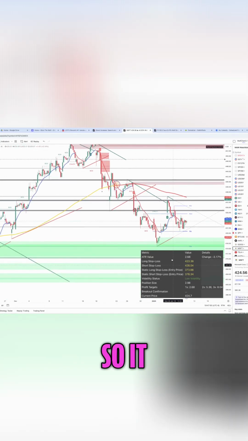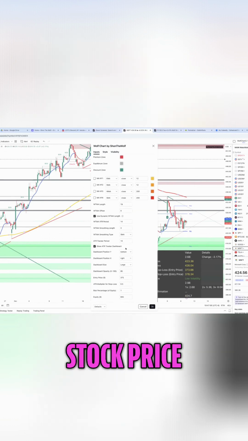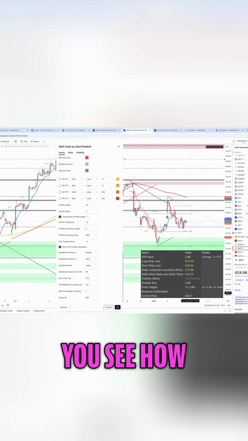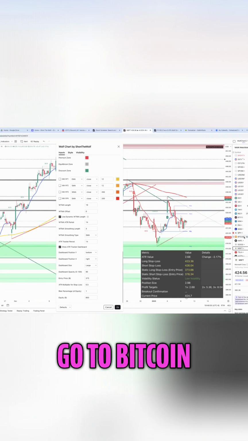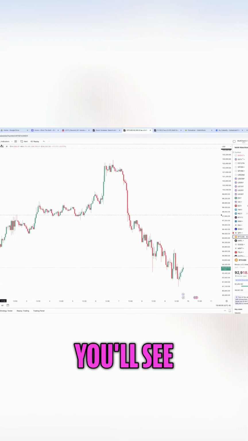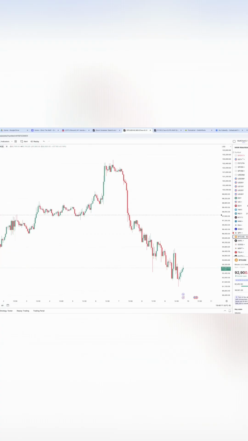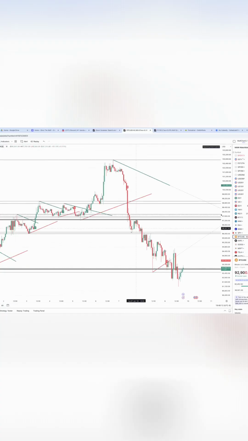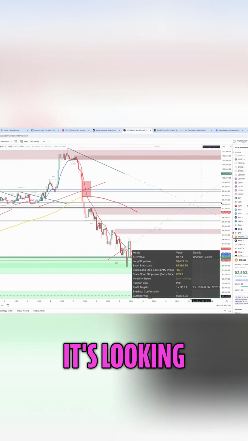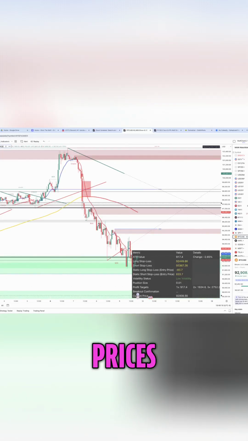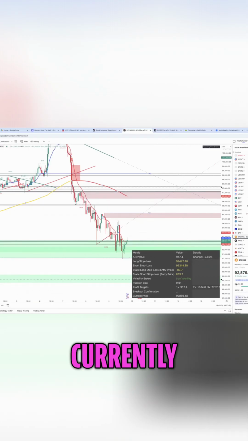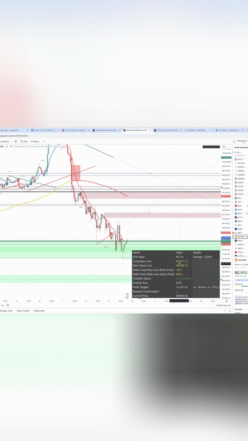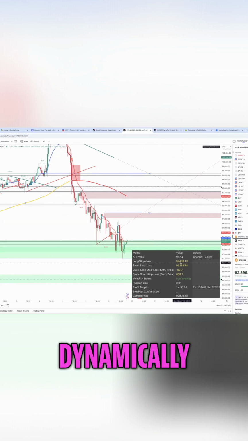So it basically tracks the stock price dynamically. Right here, you see Microsoft is at 424, and if we go to Bitcoin, for example, let me click on Bitcoin, and you'll see in real time what it looks like. It's looking at the live market data. You see how Bitcoin is flipping prices. And if we look at our tracker down here, it's also tracking what the price of Bitcoin is in real time, right? And it also shows you your stop loss dynamically right here.